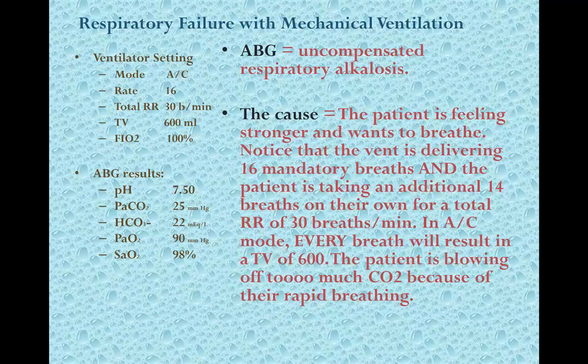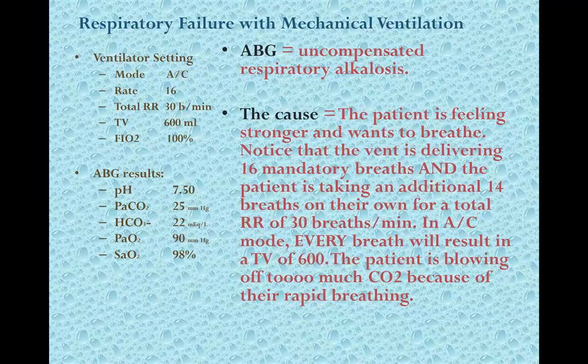This ABG is uncompensated because of the elevated pH, respiratory alkalosis. Note that the CO2 is 25, so the CO2 is less than normal. This patient is blowing off a lot of CO2 through the ventilator. Now, why is that? If you notice, the ventilator rate is set at 16, but the total rate is 30, which means this patient is getting stronger.